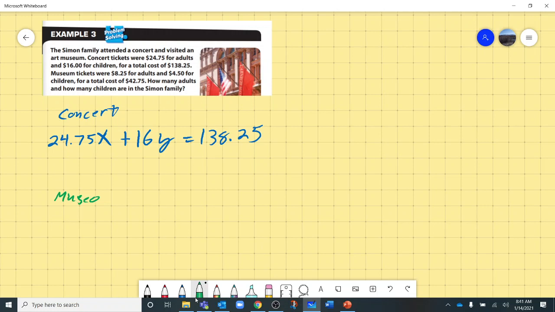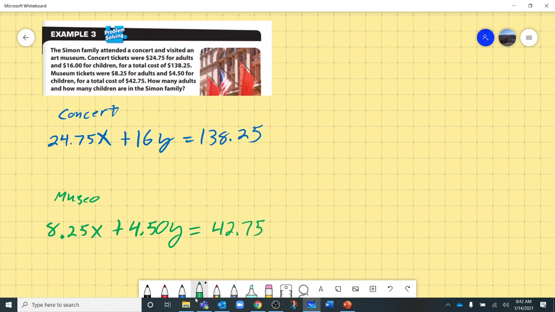And then our other equation for the museum, we have $8.25 per adult, plus $4.50 per child. And that is going to equal $42.75.